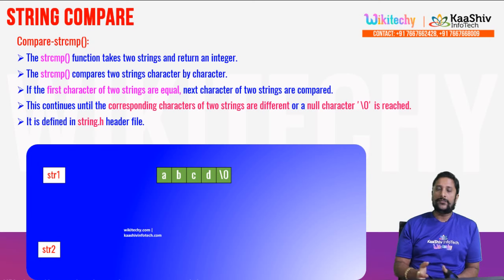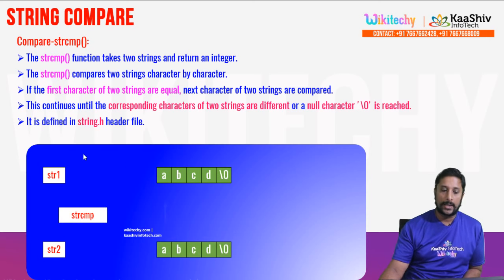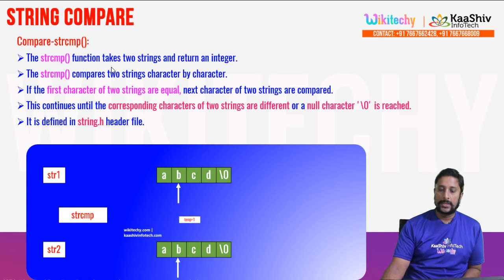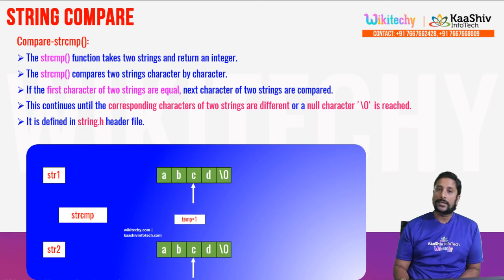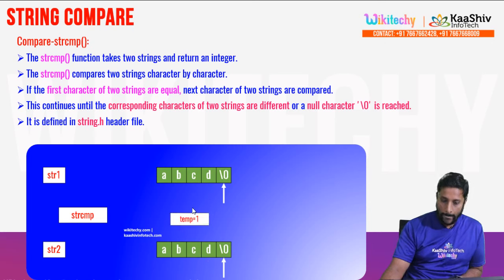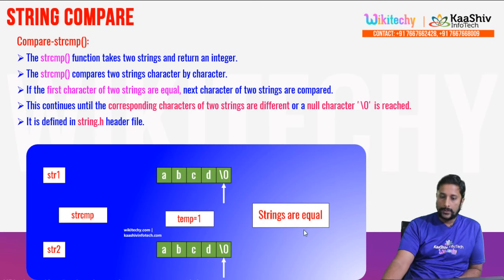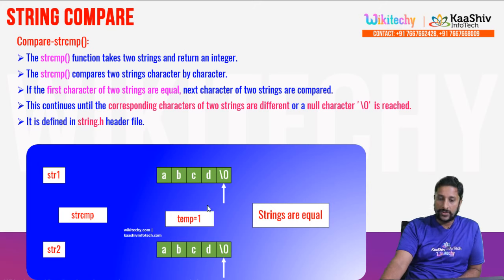By default, you have a function called string compare. So strcmp is used to compare strings. In the interview, they won't accept comparing two strings this way. You are able to see it here. I put a variable temp equal to 1 when the strings are equal, and I'm trying to check whether both the strings are the same or not.